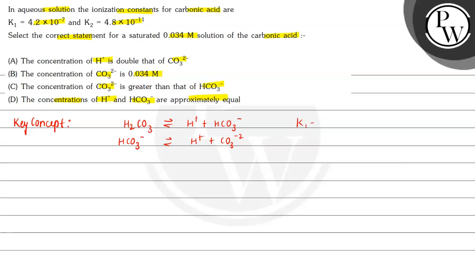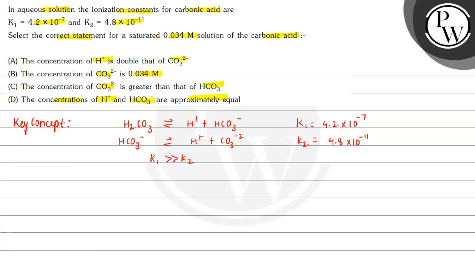Here K1 is given as 4.2 multiplied by 10 raised to power minus 7, and for the second case, K2 is given as 4.8 multiplied by 10 raised to power minus 11. So after seeing K1 and K2, K1 is really greater than K2 in this case. So what does this mean here?